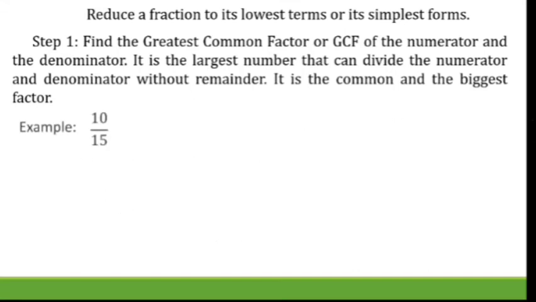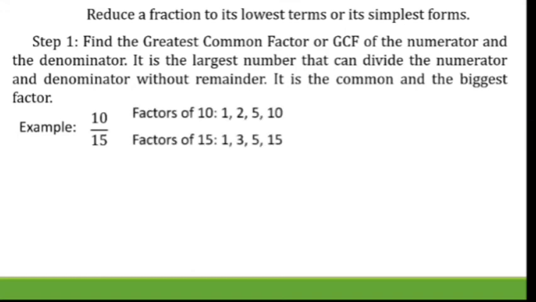Next, another example, we have 10 over 15. So, bago natin kunin yung GCF niyan, get the factors of 10 and 15. So, factors of 10, 1, 2, 5, 10. Then, factors of 15, 1, 3, 5, 15. So, ano yung common and biggest factor nila? Ibig sabihin yung magkamukha ng factor nila at pinakamalaki. Siyempre, yung 5. So, yung GCF nila is 5.